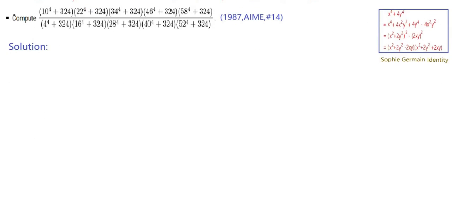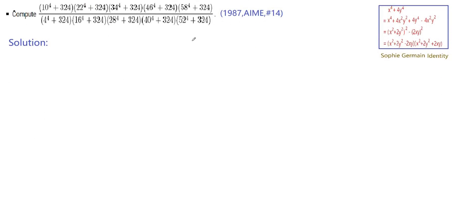Let's go to the next problem. This is a problem in 1987 AIME, question 14. Compute this big number. Let's watch it closely. We see everywhere there's an item 3 to the 4th, and 3 to the 4th can be rewritten as 81. It is 4 multiplied by 3 to the 4th power, so it looks close to 4y to the 4th power.